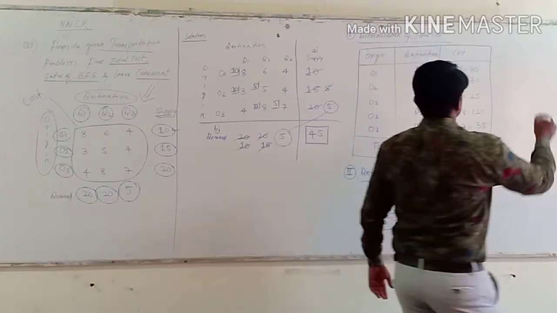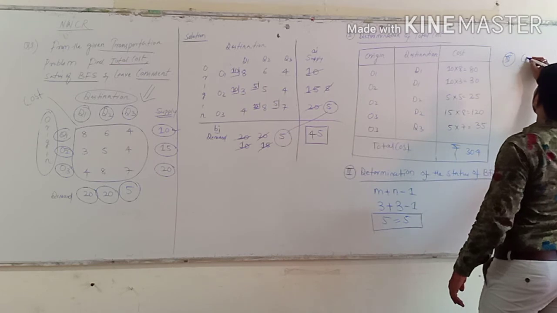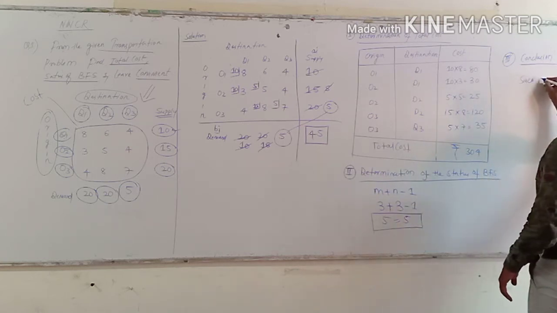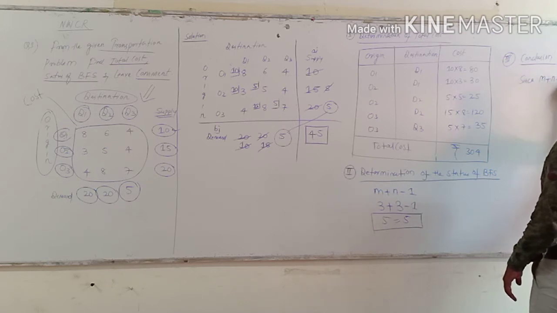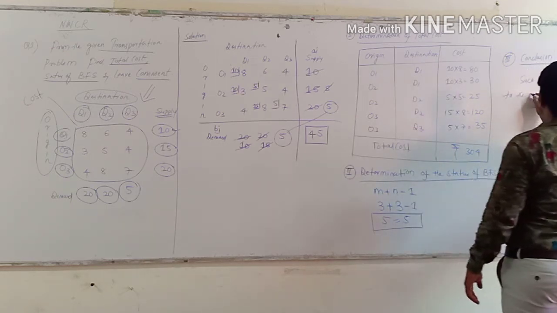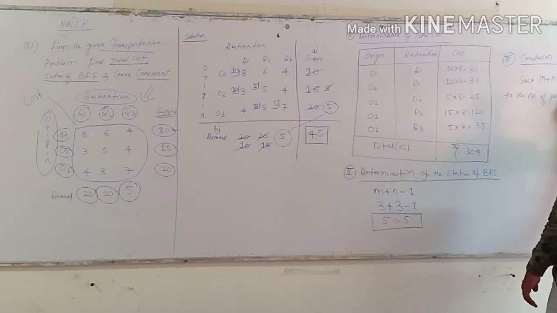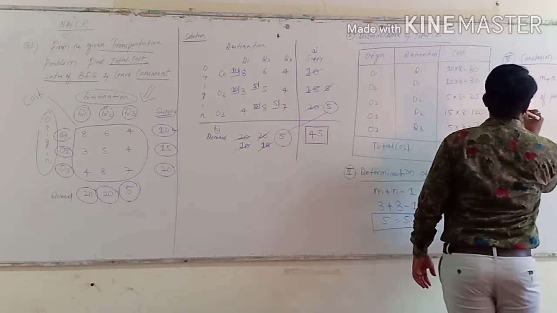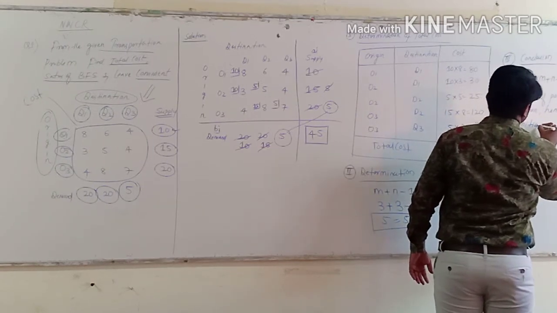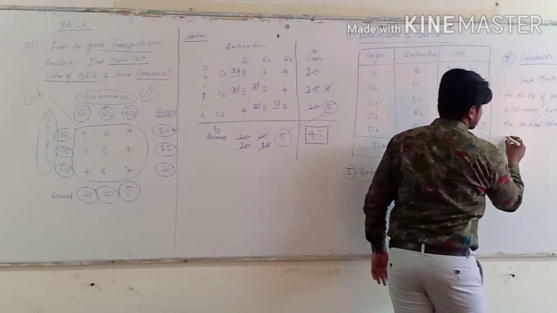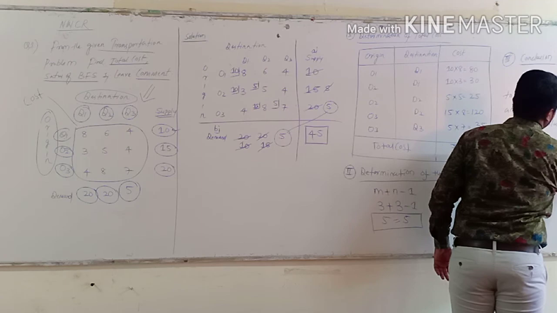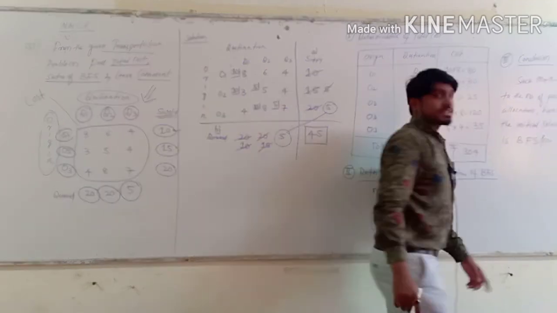Now we write the conclusion. The third one is the conclusion. Our conclusion is: since m plus n minus 1 is equal to the number of positive allocations, hence the initial solution is a basic feasible solution or non-degeneracy. See, this is our conclusion.